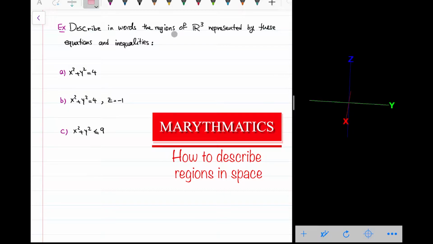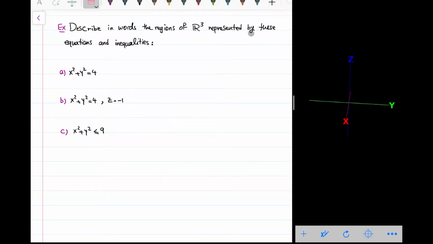We would like to describe in words the regions of R3 represented by these equations and inequalities. The first one is x squared plus y squared equals 4. As you know, this is the equation of a circle of radius 2, centered at the origin (0, 0) in R2.